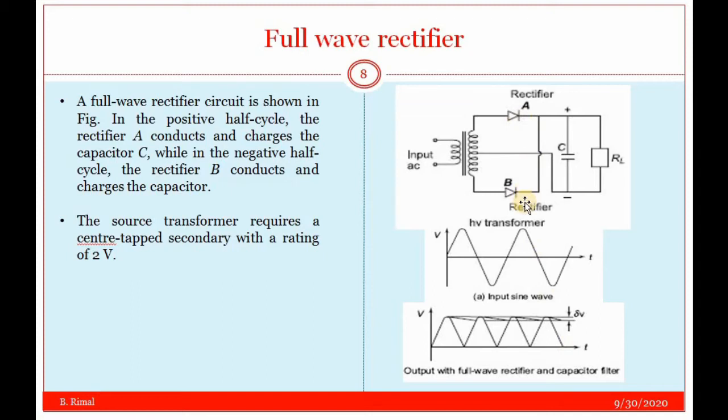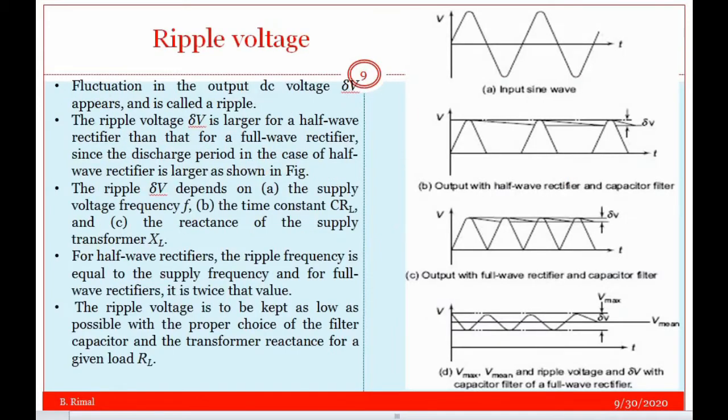Let's discuss the ripple, what actually ripple is. Actually, ripple is the fluctuating AC component present in the rectified DC output. It is shown as del V in the waveform. Del V depends on supply frequency. The ripple voltage depends on the supply frequency and the time constant of C and RL, that is C into RL, and also on the reactance of the supply transformer.